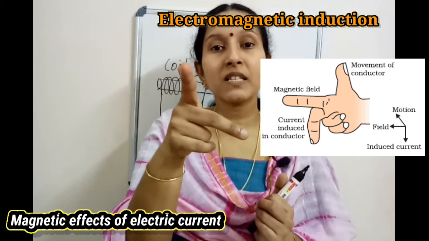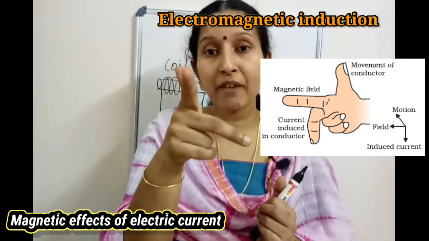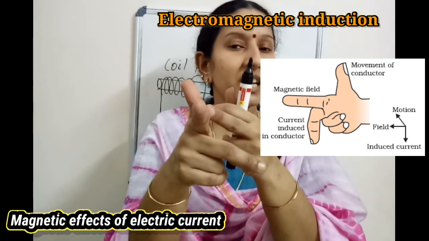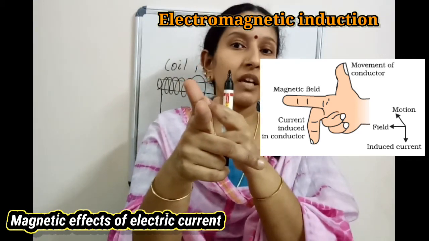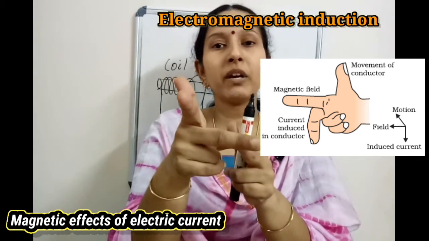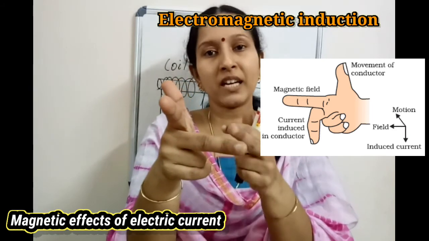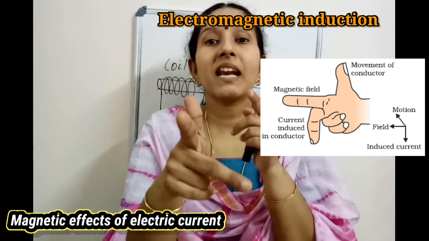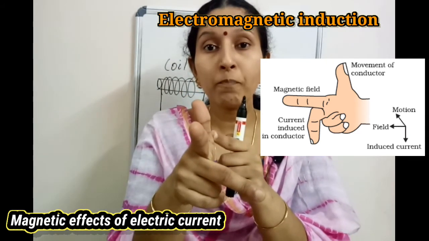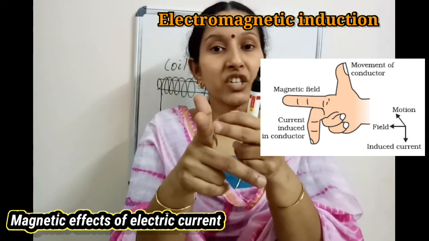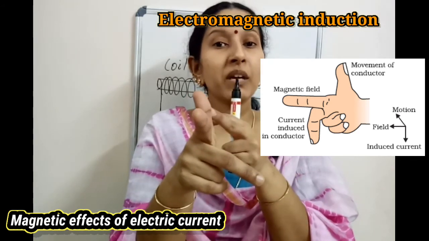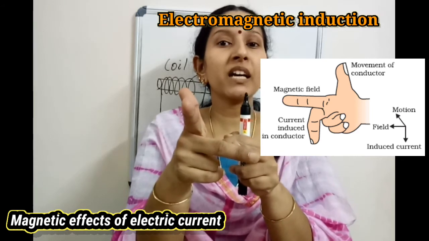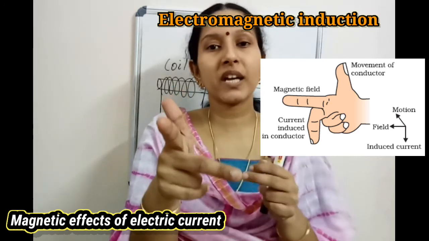How does this differ from Fleming's left hand rule? According to Fleming's left hand rule, forefinger gives the direction of magnetic field, thumb gives the direction of motion, and middle finger gives the direction of current. But in Fleming's right hand rule, the middle finger gives the direction of induced current.